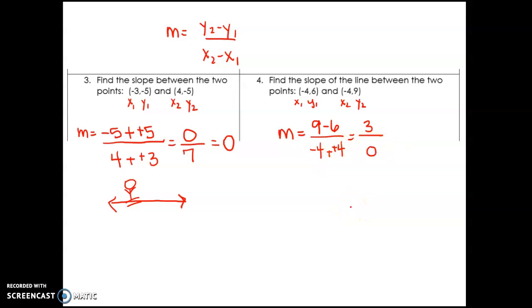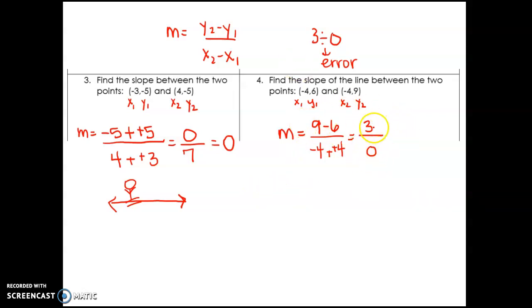All right, so take a calculator. Any calculator, could be a calculator on your phone, could be a calculator on your computer, and try to put in 3 divided by 0. What happens? You will probably get some sort of error on your computer. You cannot divide anything by 0.